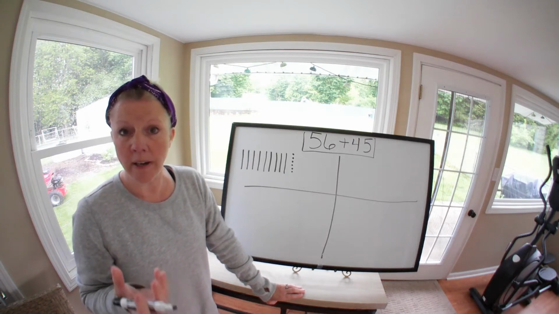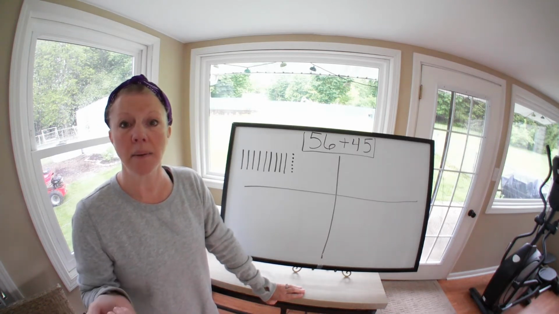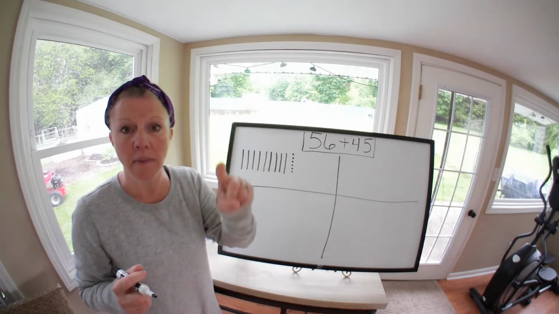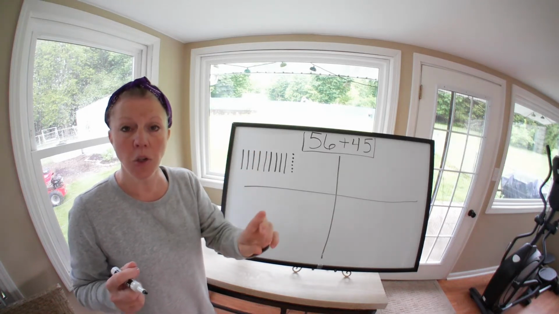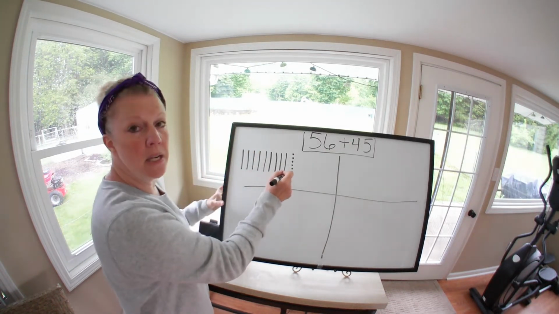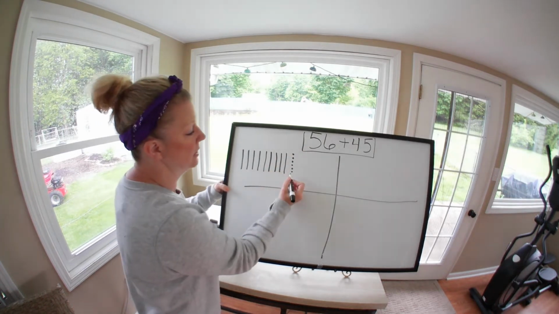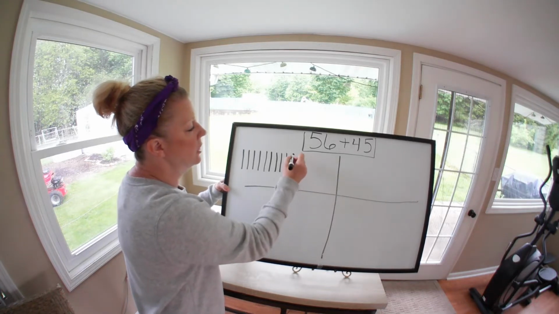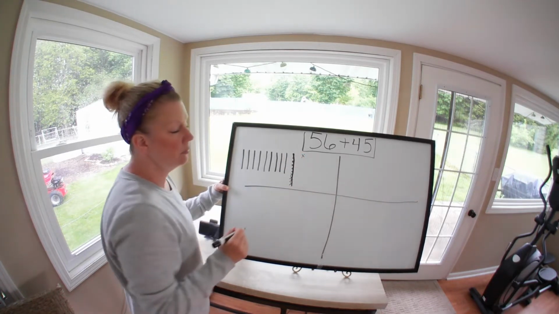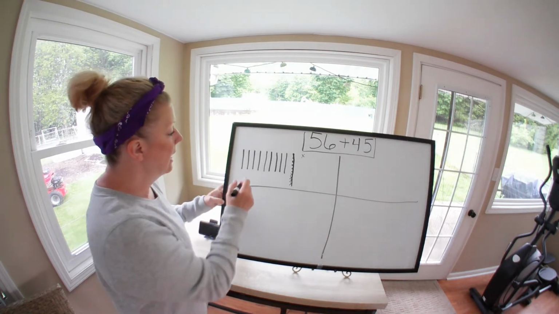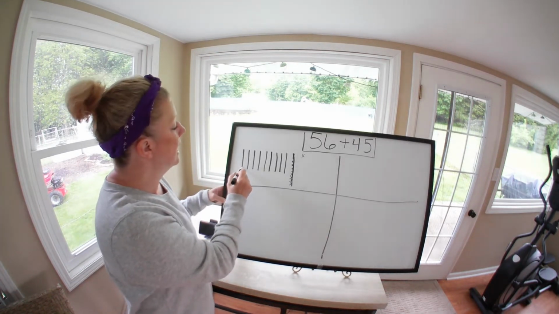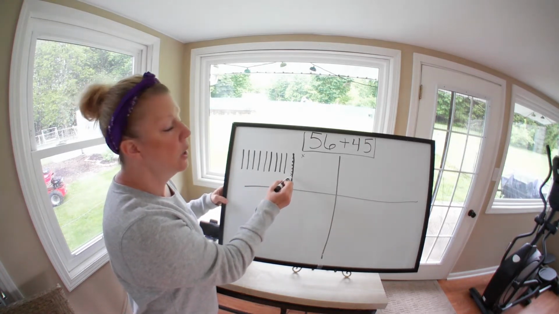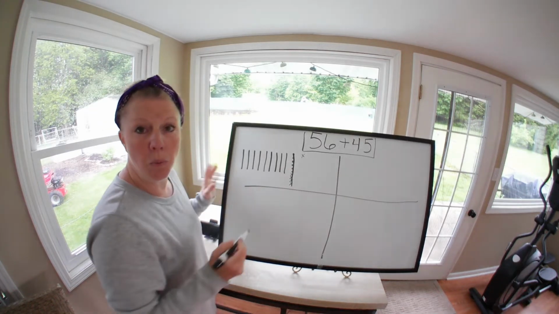So I need to know, what is my friend of 10? 6 plus something equals 10. If you said 4, you're absolutely right. 6 plus 4 is 10. 6, 7, 8, 9, 10. So out of that 5, I'm going to put 4 of them here and then the extra over here. Watch this. 1, 2, 3, 4, 5. So I can go ahead and make this a 10. Now, let's see what we have. Let's count together. You ready? 10, 20, 30, 40, 50, 60, 70, 80, 90, 100, 101.